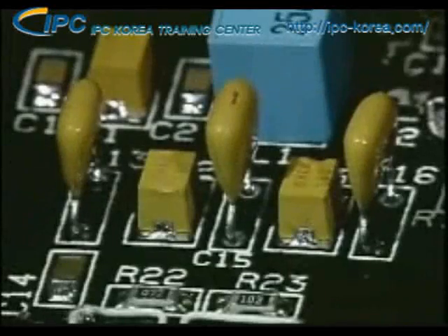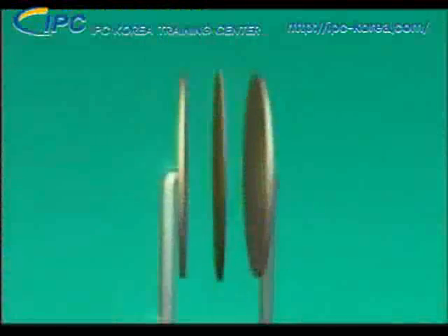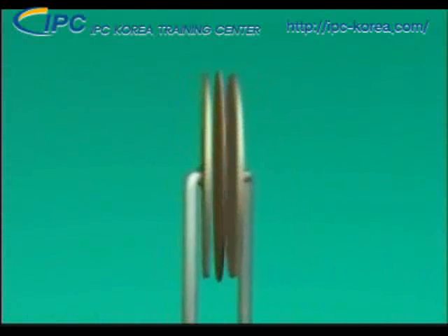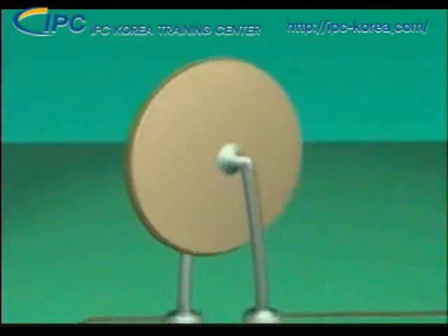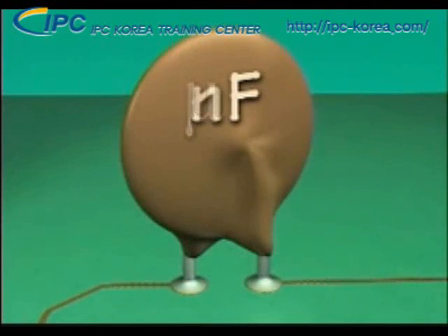Now let's examine capacitors. Capacitors are the most widely used component in electronics. They also have the greatest variety of shapes and sizes. The basic function of a capacitor is to store and discharge electricity. A unit of electrical capacitance is called a farad. The three most common units of measuring using farads are microfarads, nanofarads, and picofarads. The picofarad has the smallest capacitance value.